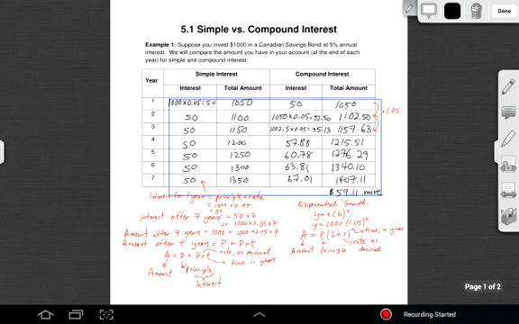So if I scroll to my next page here, I'm just waiting for the annotations. I'm going to have to stop this for a moment.